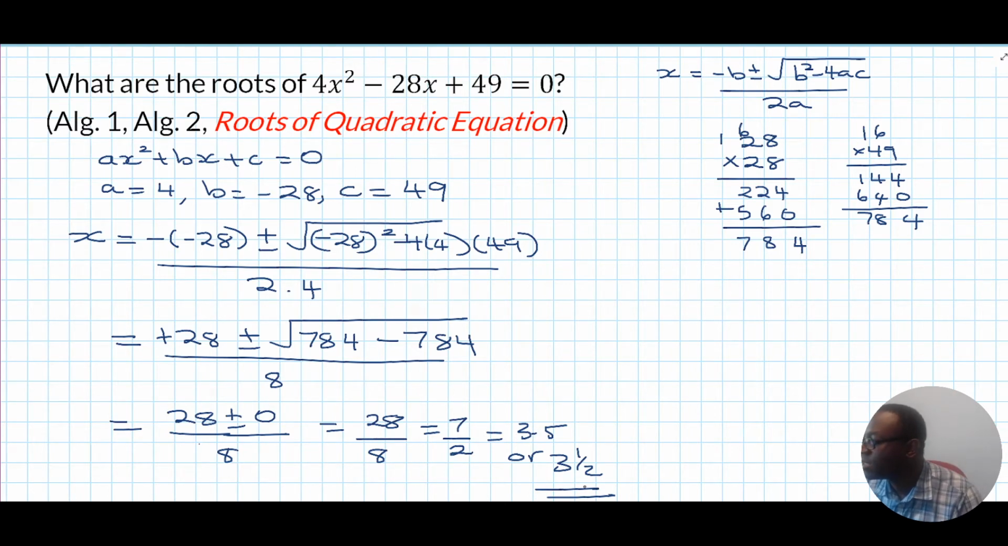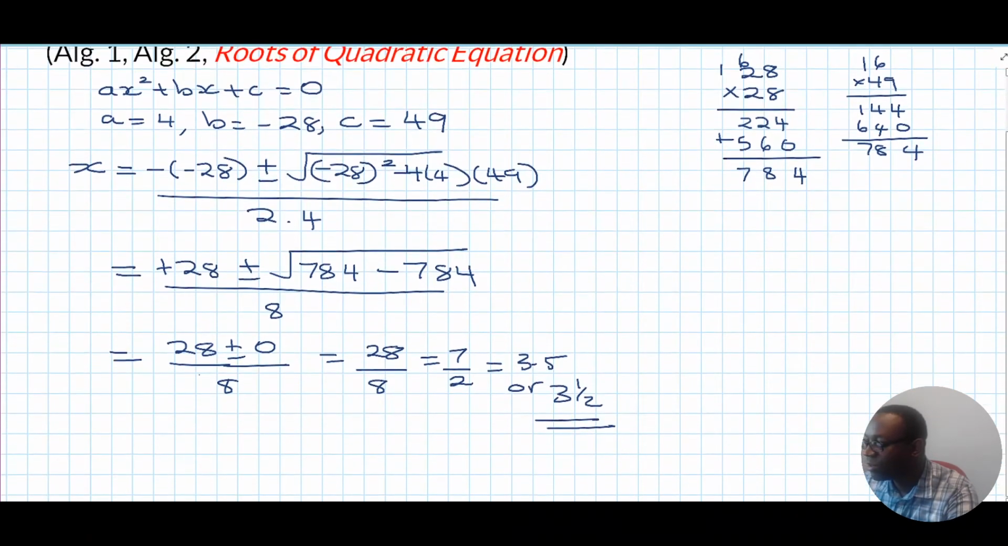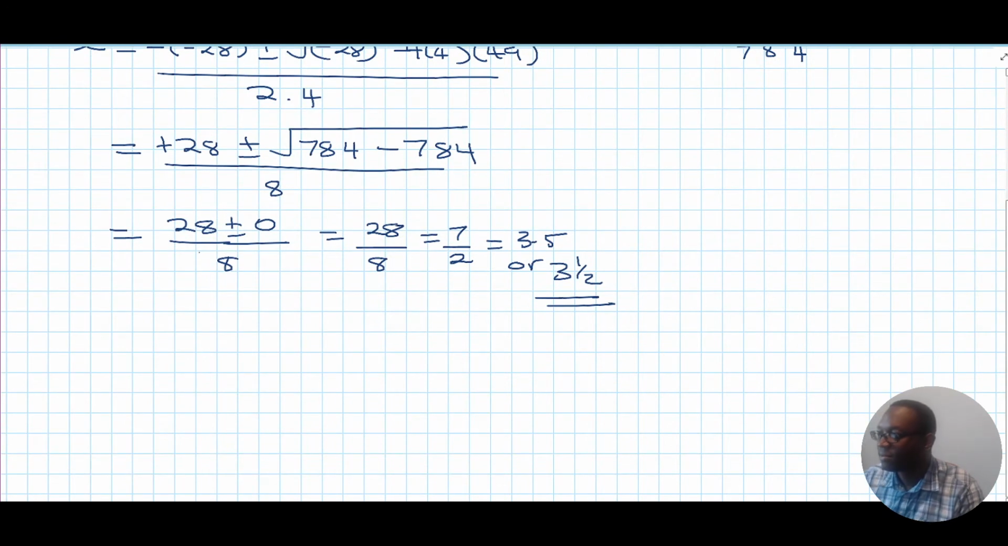The other way you can do this is to just factor the quadratic equation. Let's go ahead and do that. We have 4x squared minus 28x plus 49 equal to 0. And so here we need to find 4 multiplied by 49, that is 196. We want to find the two factors of 196 that give you a sum of negative 28. That's going to give you negative 14 and negative 14.